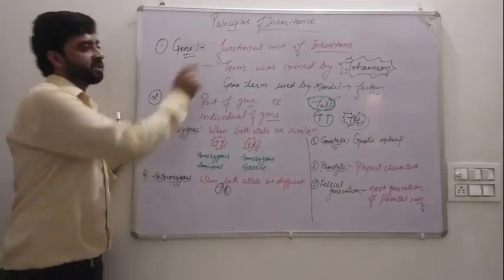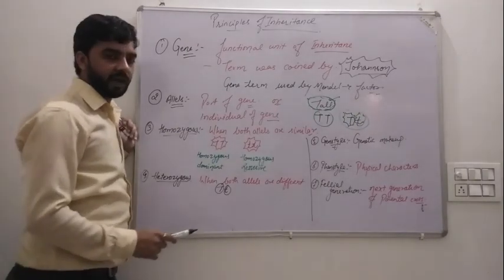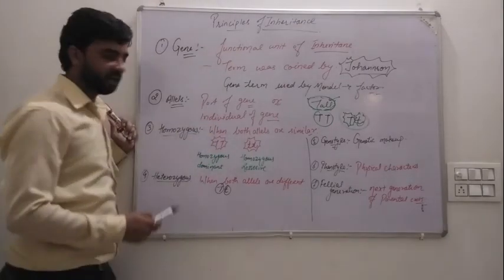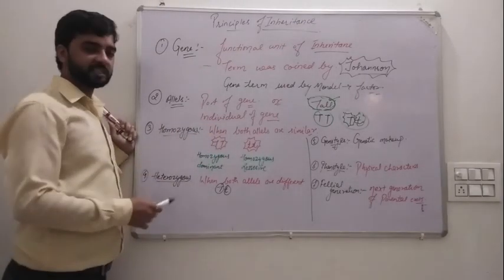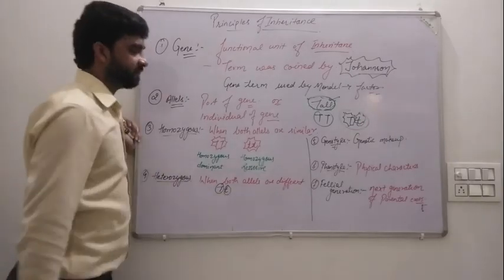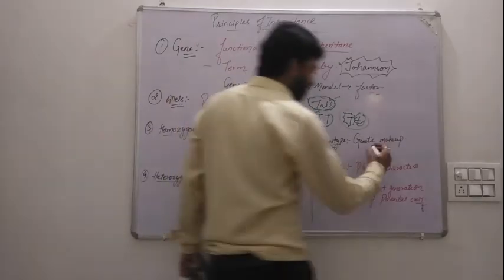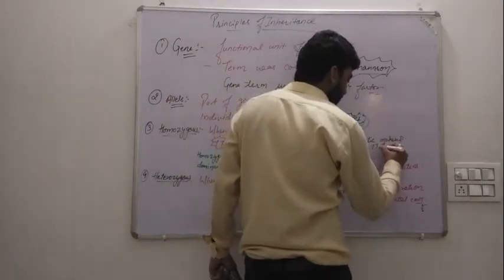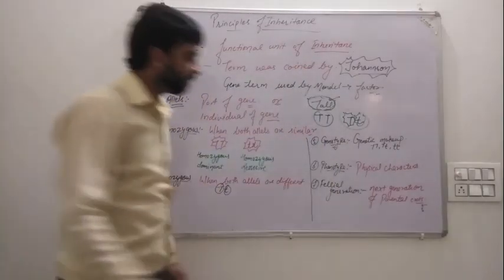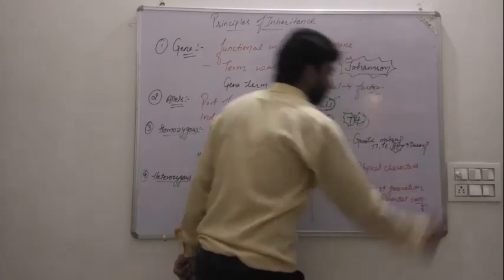That's a gene, functional unit of inheritance. The term gene was coined by Johnson, and Mendel used this term as a factor. Allele, part of a gene, or individual of a gene is called allele. Homozygous, when both alleles are similar, and heterozygous condition when both alleles are different for a particular character. Genotype is a genetic makeup. We just wrote it as capital T capital T, capital T small t, small t small t. These are the genetic makeup. Here small t is a characteristic of dwarfism, a dwarf or short character.